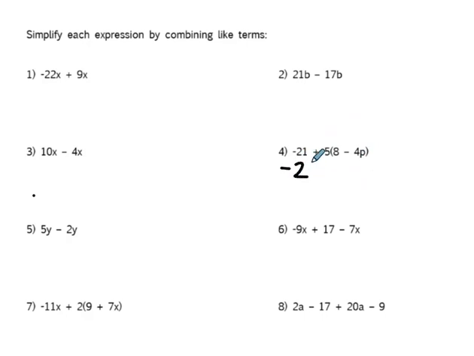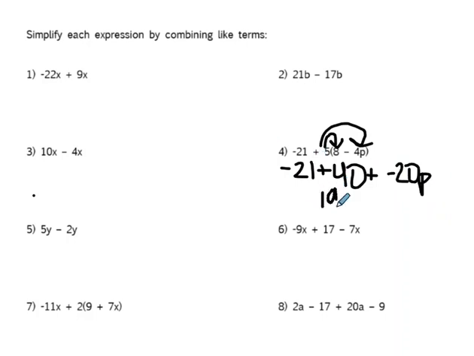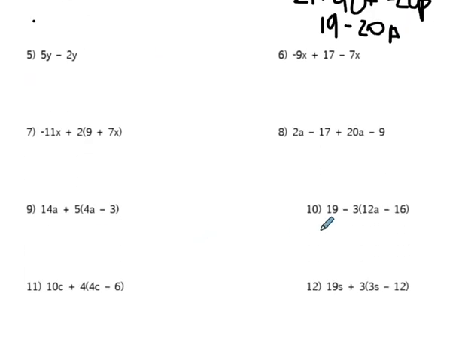So I can't really do anything with the negative 21 yet, so I'm just going to bring that down. But then I'm going to start using the distributive property. So I say 5 times 8 is 40, and then plus, I'm going to distribute the 5 to the negative 4p. So 5 times negative 4 is negative 20, and I put the p on the end. Okay, now I can combine my like terms. So negative 21 plus 40, what is that? That would give me a 19, and then the negative 20p, I can't combine anything, so I'm going to put it at the back. Okay, and that's it.